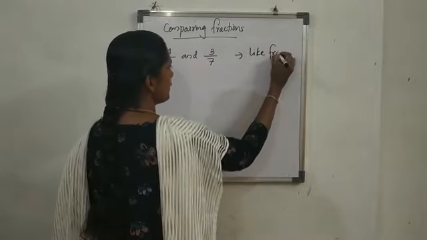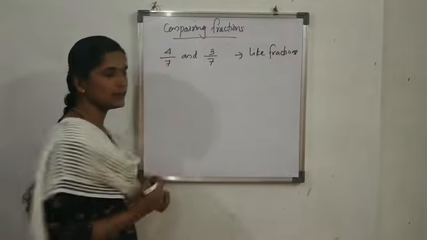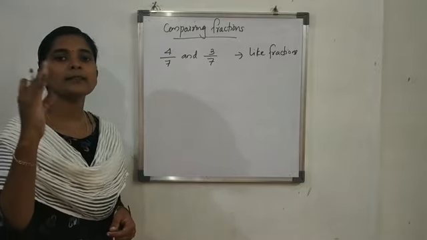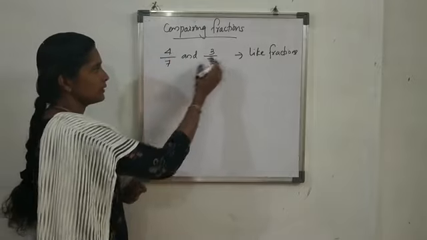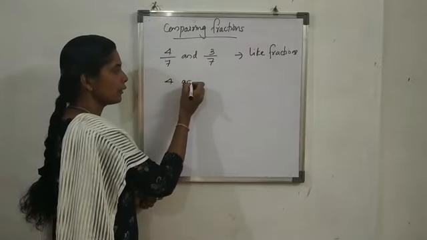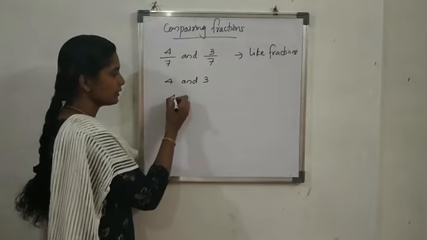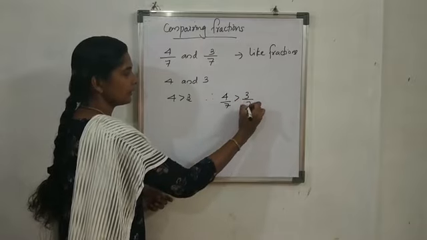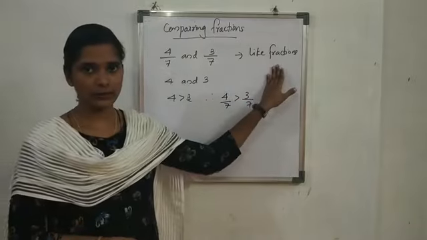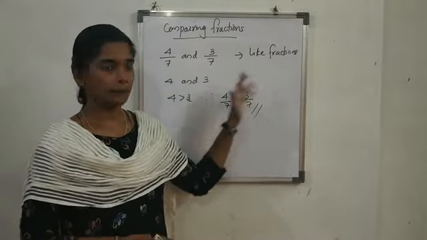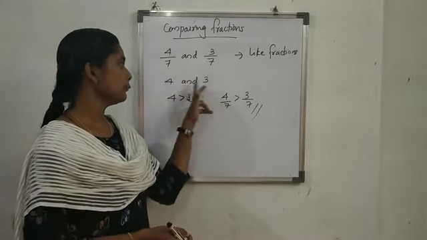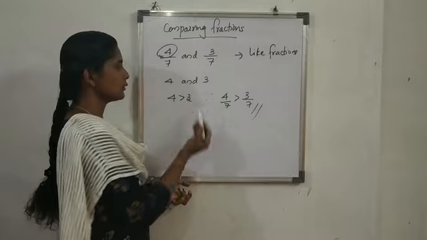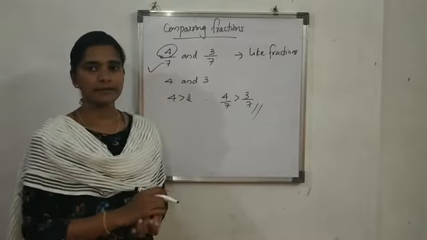In the case of like fractions, that means denominators are same, then you have to check the numerators. The fraction with the greatest numerator is the greatest one. Here 4 by 7 and 3 by 7. The numerators are 4 and 3. Which one is greater? 4 is greater than 3. Therefore 4 by 7 is greater than 3 by 7. So 4 by 7 is the greatest fraction.